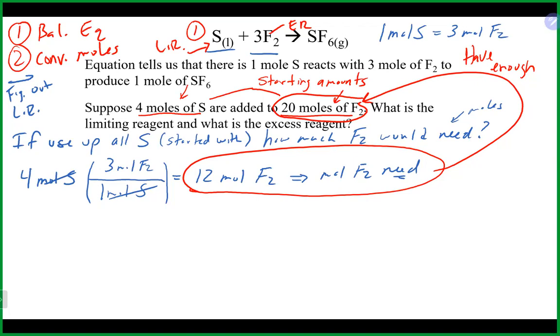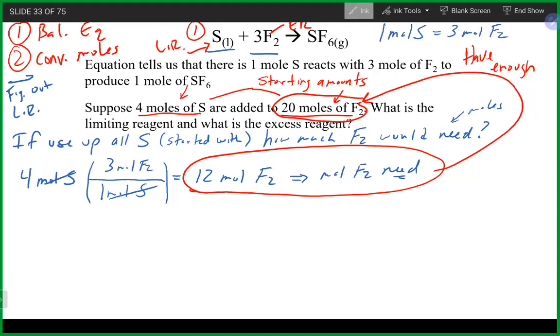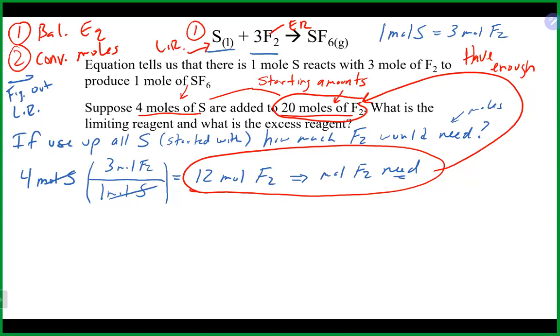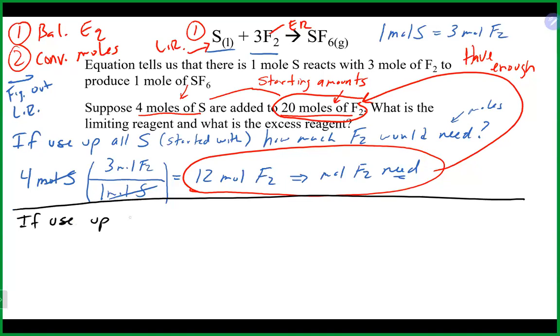Now, does it matter which reagent you choose? It doesn't, and you do not have to do both of these calculations, but just to show you that if you chose the other reagent, it will come out with the same result. So for example, if you wanted to use up all of your fluorine, how much sulfur is needed? So we would do a similar calculation.